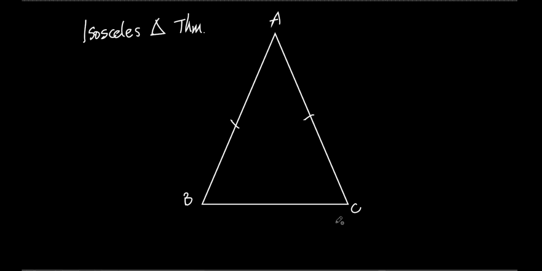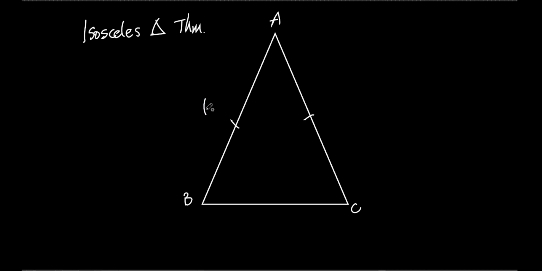Did you guys hear what the theorem said? I didn't write it down, but I said it a couple times. I said, if two sides of a triangle are equal, means it's isosceles, right? Then the angles that are opposite those two sides are also equal to each other. So tell me what are equal to each other. Angle B and angle C, all right? Don't just say B and C. Say angle B and angle C.